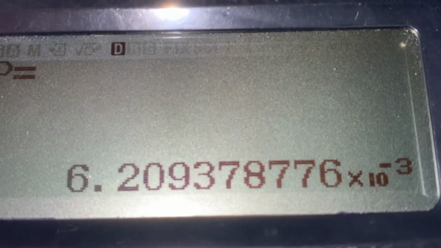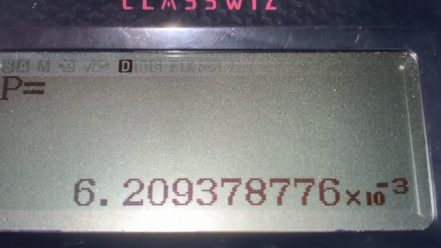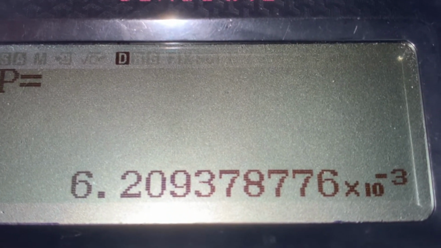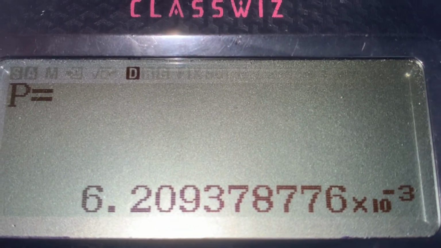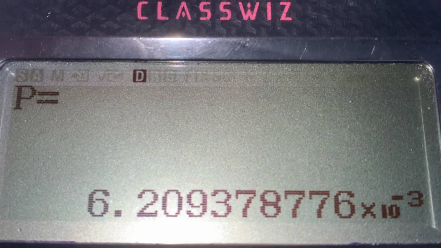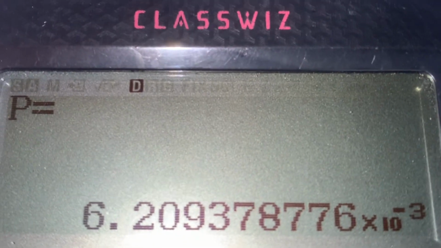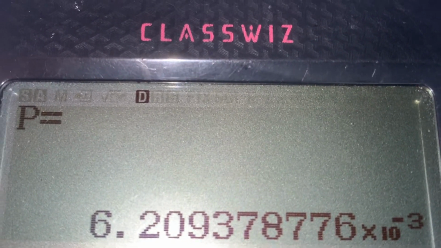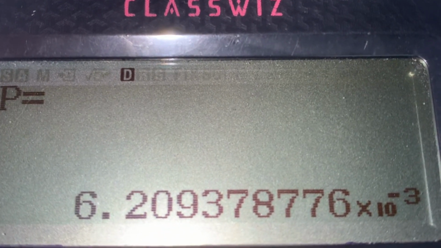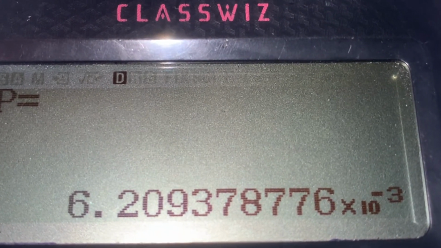6.209378776 times 10 to the power of negative 3. That is actually the area shaded to the left from negative 2.5. Okay, we can say that the area is very small. It's around 0.006209. Okay, so in this case, for this calculator, the area is shaded to the left. Be careful, it's not the same with the normal distribution table, and also the other two types of calculator, where the area you can find is shaded to the right.